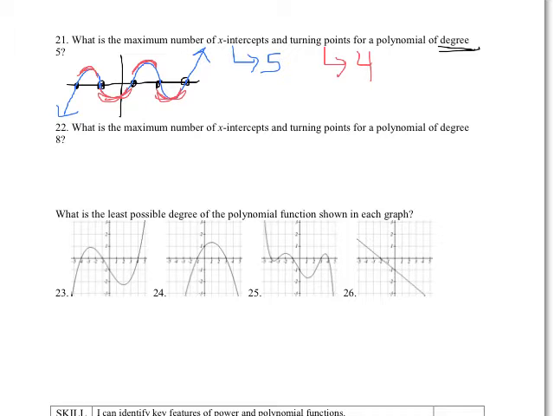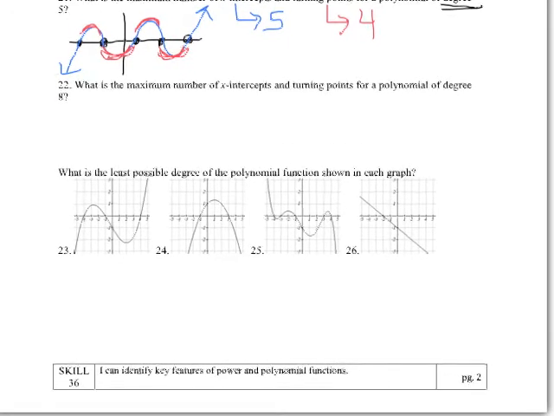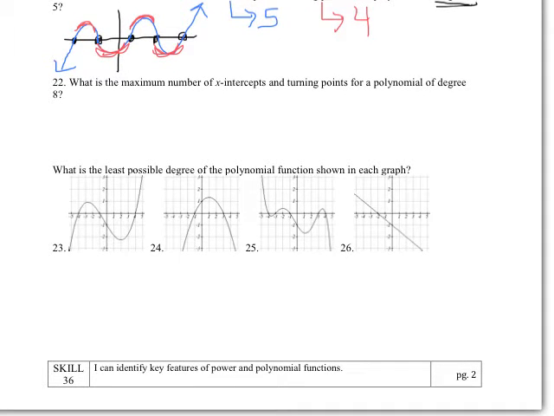So, oops, I did 21. I guess 22 you'll need to do on your own. I should have done the even problem. Sorry. We can extend that knowledge by looking at the graphs below, and it says what is the least possible degree for the polynomial function. So here on 24 we have 2 intercepts, so at a bare minimum our degree is 2.